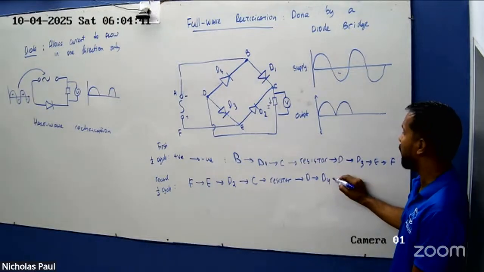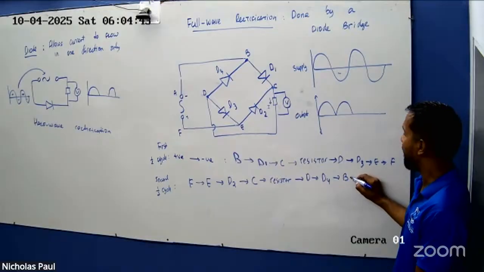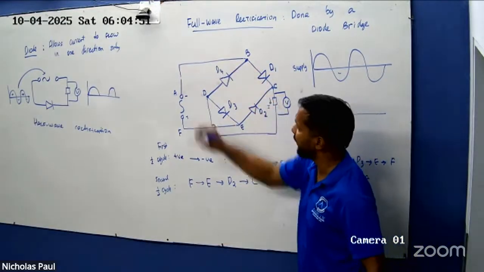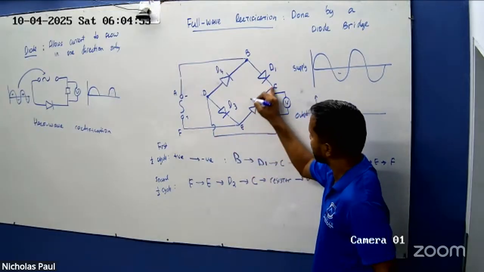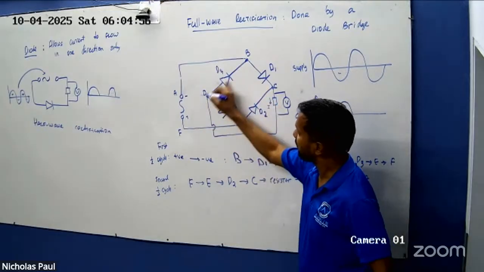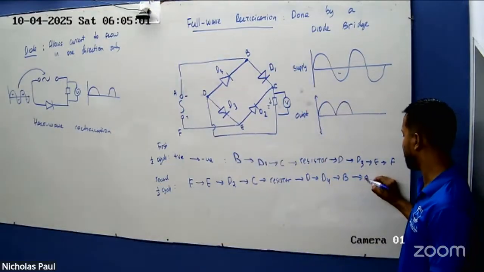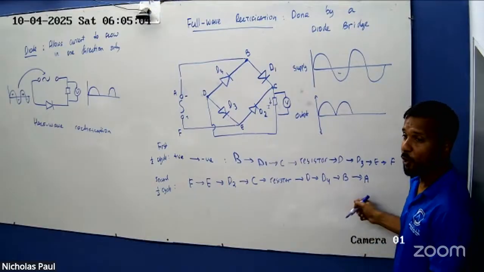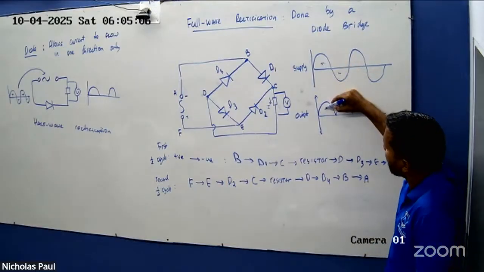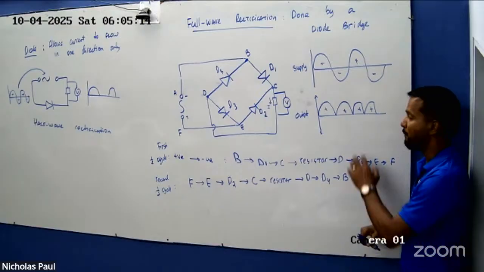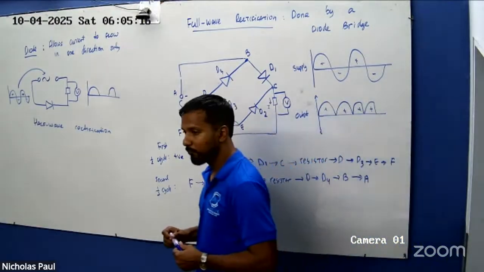And when it goes to D4, and when it reaches B, where will it go? It will go to A. Here's a higher potential, so it wouldn't go from here to here. So basically it's flowing like this. That's okay? So it's going to E. So what that means is when it's positive, it's positive. When it's negative, it's positive. That's called full wave, yeah?